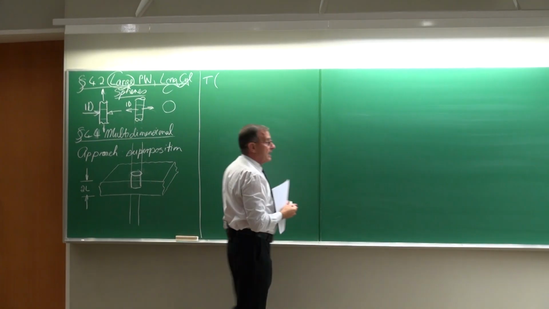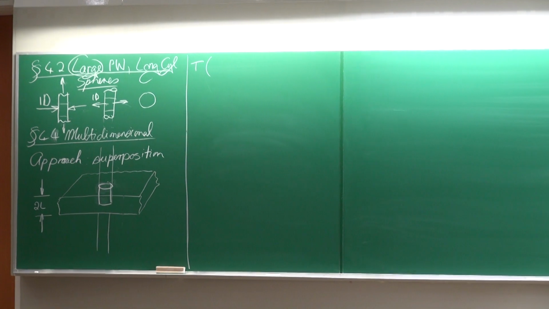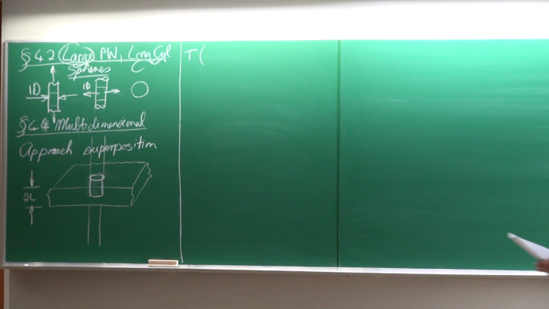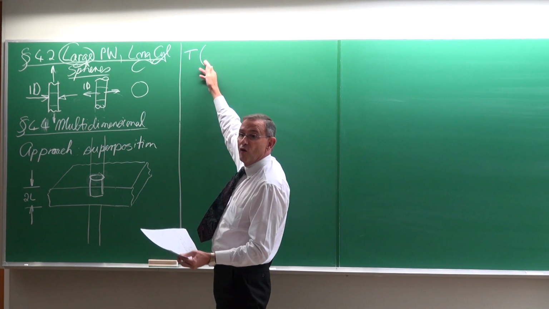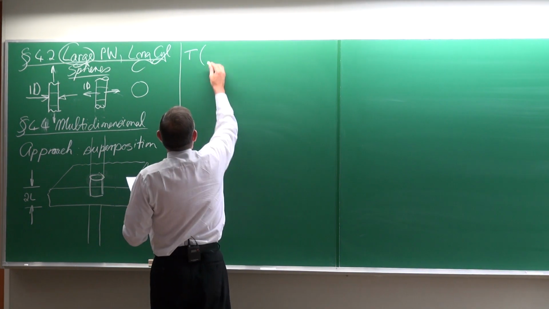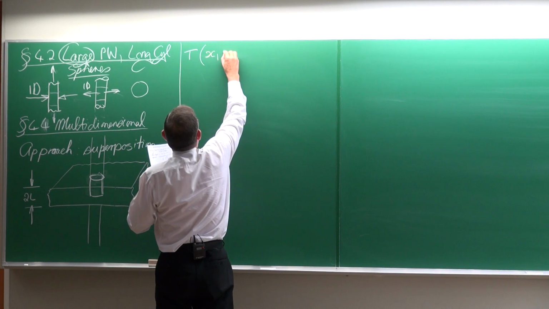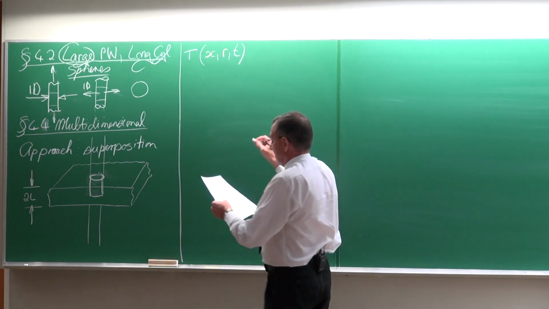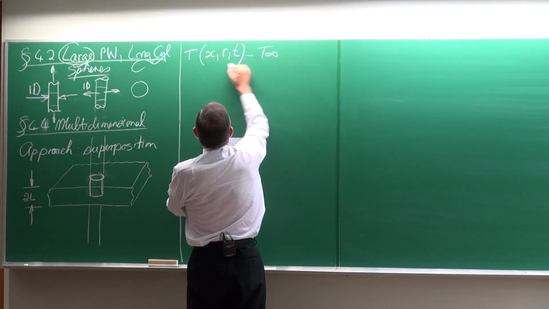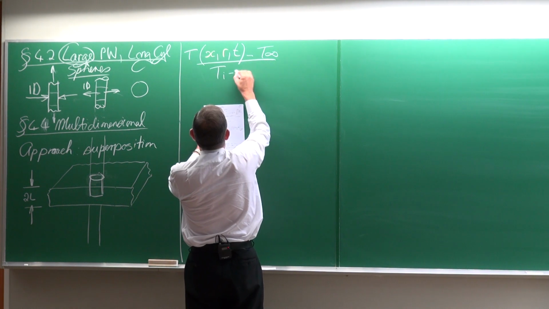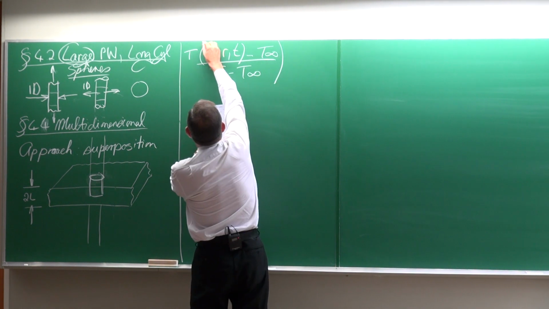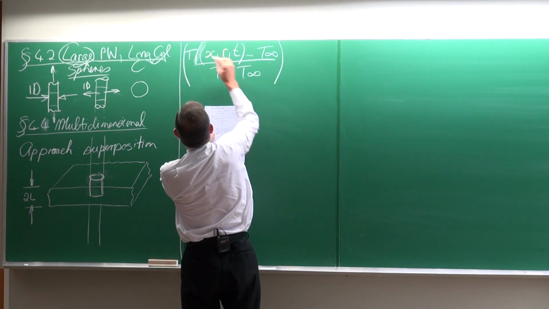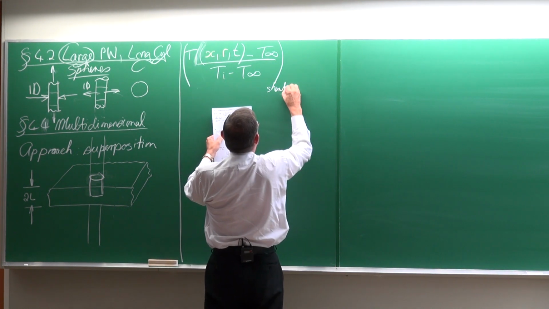So therefore, we can write that the temperature distribution now becomes a two-dimensional temperature distribution. Previously, the temperature distribution would only be a function of r or x. Now, it is going to be a function of x and r, and previously it was a function of T minus T infinity divided by Ti minus T infinity, and that would now be the solution for a short cylinder.